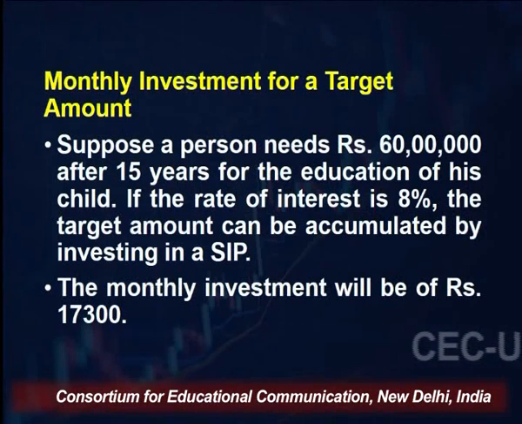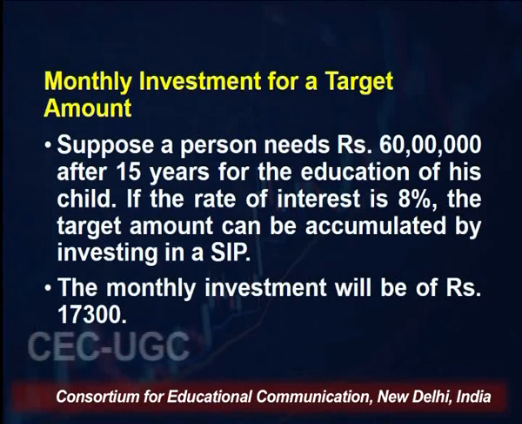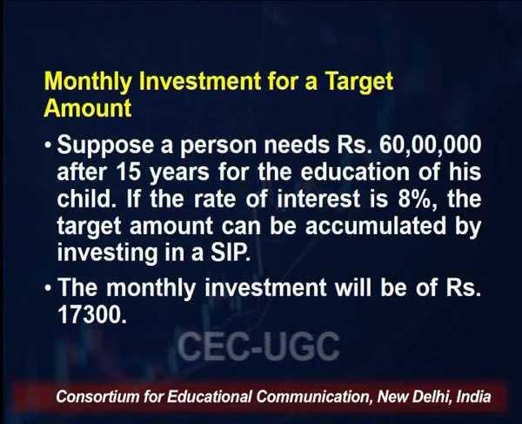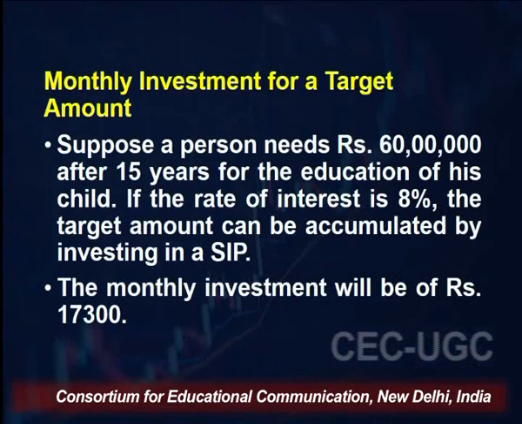This is just a broad example to make you understand that you can reach a particular amount by investing a SIP amount of this much. Means if you invest 17,300 rupees per month for 15 years, you will get 60 lakh rupees. So in this way you can plan your future expenses. So now comes what are the benefits of SIP. This is very important to understand.